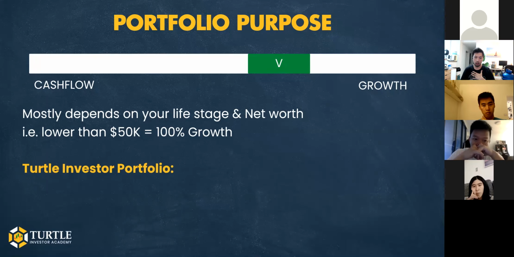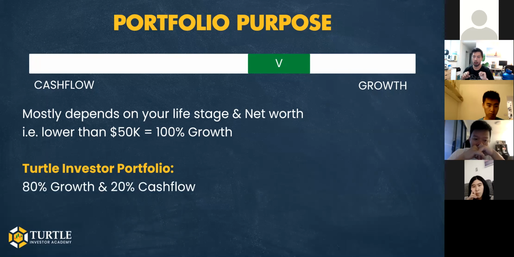In Turtle Investor Academy, in our portfolio, we do have a rough structure with this purpose, right? We have 80% growth and 20% cash flow. For some students, I will explain briefly how we break it down later on. The whole intention of the cash flow, just briefly touching on it here, is to represent our cash allocation roughly. So it's 20%, which is cash allocation.